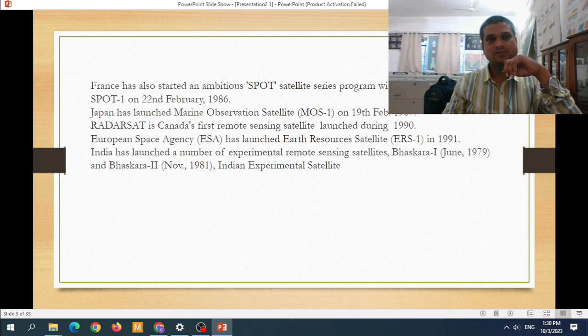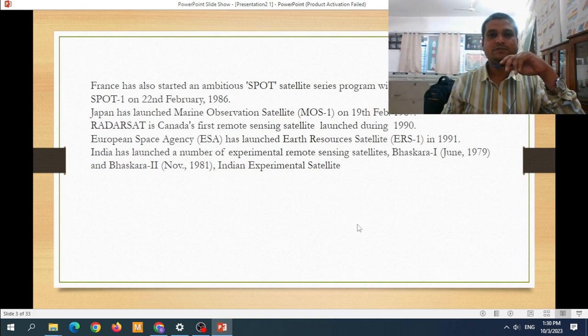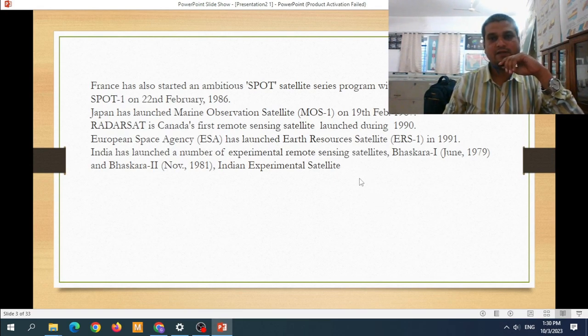Japan has launched a series of satellites known as Marine Observation Satellite, that is MOS 1 in 1987. Then RadarSat is Canada's. Then the European Space Agency, ESA, launched ERS, that is ERS 1. In India, that is Bhaskar 1 in June 1979 and Bhaskar 2 in November 1980. That is the Indian experimental satellite. You have to just remember the Indian remote sensing satellite, that is the IRS, Bhaskar 1 and Bhaskar 2.